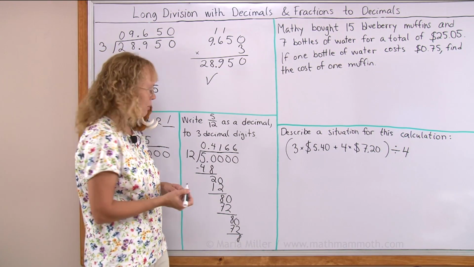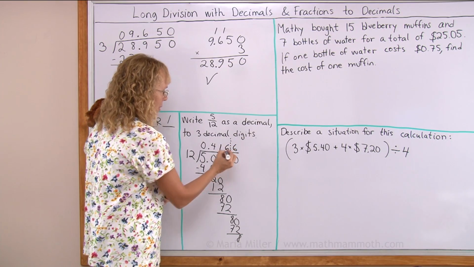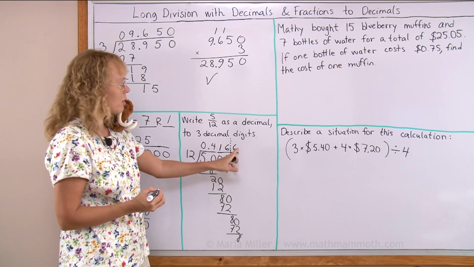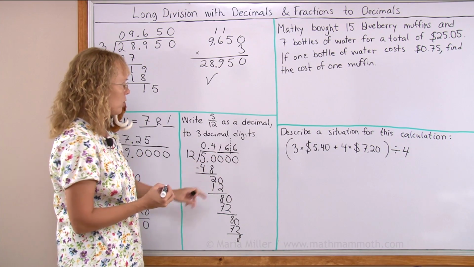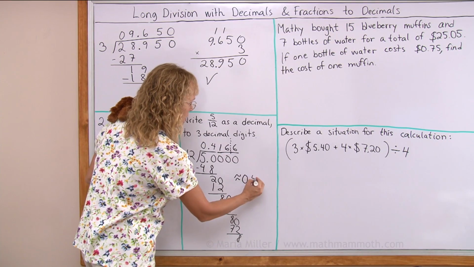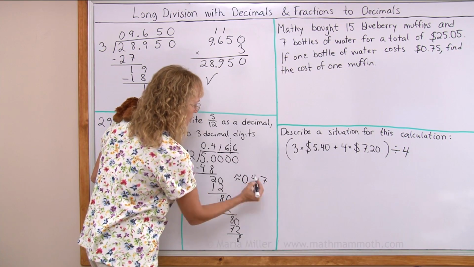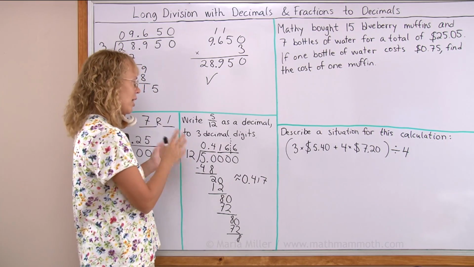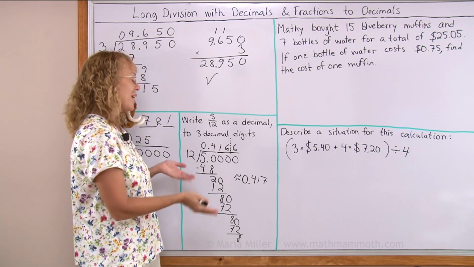But I don't need more decimals. Now I will cut it off right here after 3 decimals. But 6 means I'm gonna round it up and this will change to 7. So the final answer is about 0.417. And you can use this with any fraction you have. If you have a fraction, you can change it into a decimal by dividing.